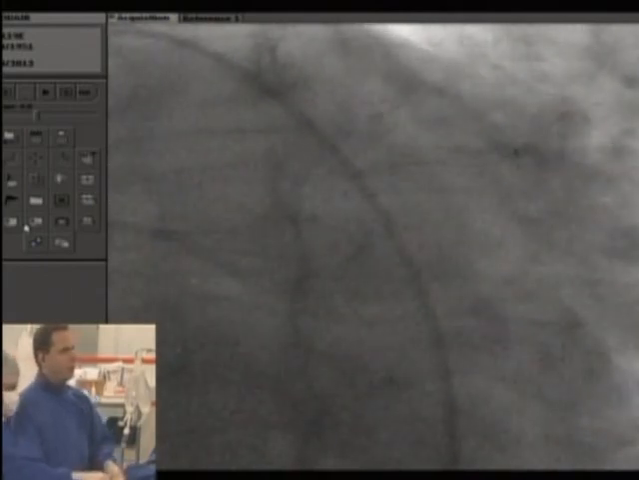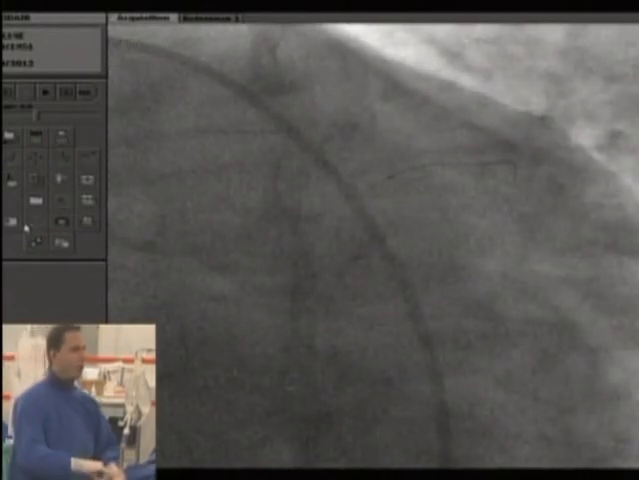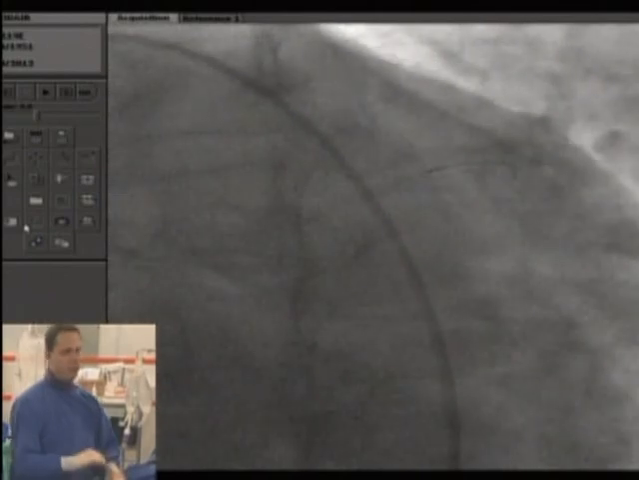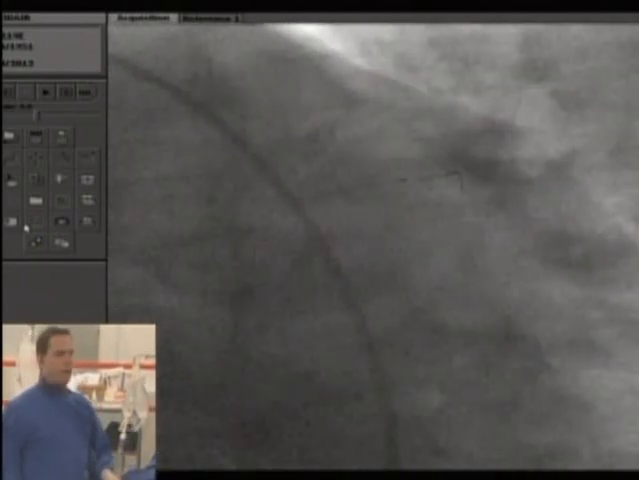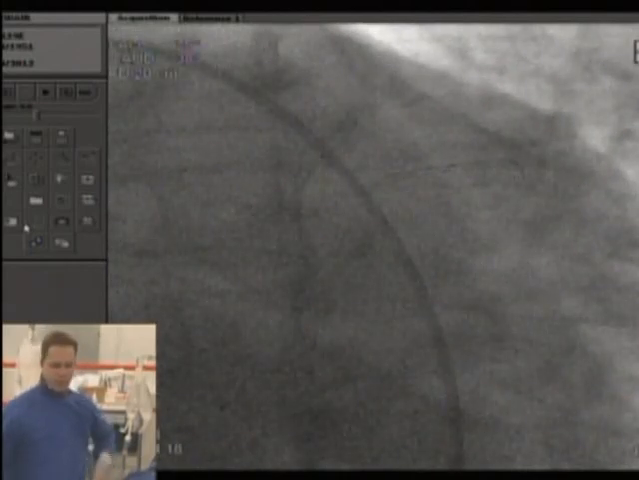So we could not cross the lesion with a cutting balloon first. We did a gentle pre-dilatation with a 2.0 balloon, and then we used a 3.0 cutting balloon to do this pre-dilatation. Perhaps we could show the expansion of the cutting balloon.